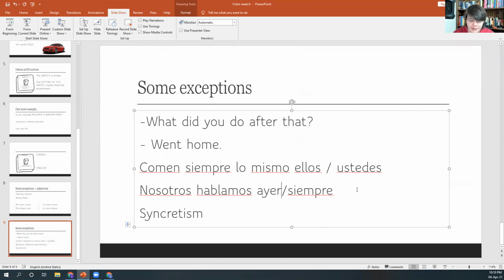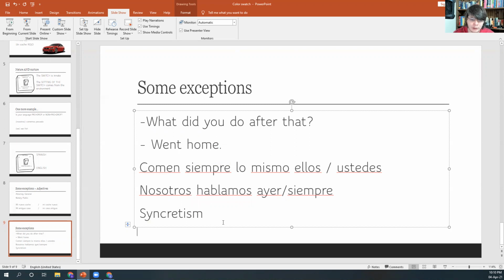So that's a case where it can be either present or it can be past, okay? And that in the world of morphology is called syncretism. So in cases of syncretism, it's best not to drop the pronoun. So in this case, comen siempre lo mismo could refer to ellos or it could refer to ustedes because of this syncretism of comen.